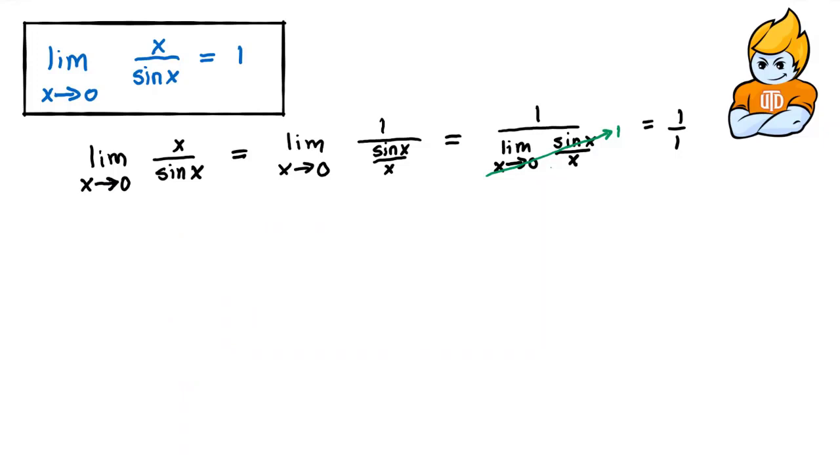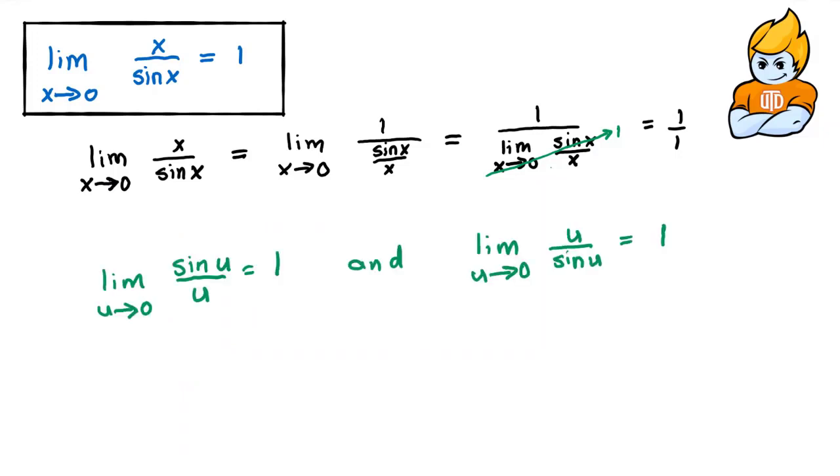The takeaway from this problem is that not only is the limit of sine u over u equal to 1 as u goes to 0, but also the limit of u over sine u is 1. So we can always keep that in our back pocket.